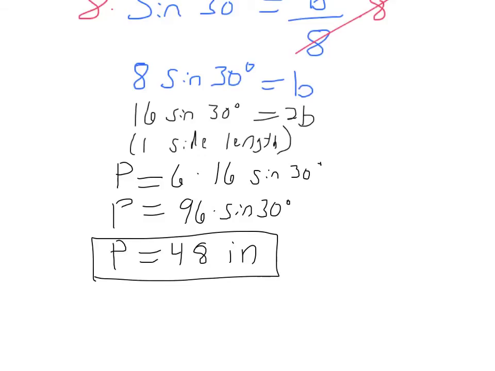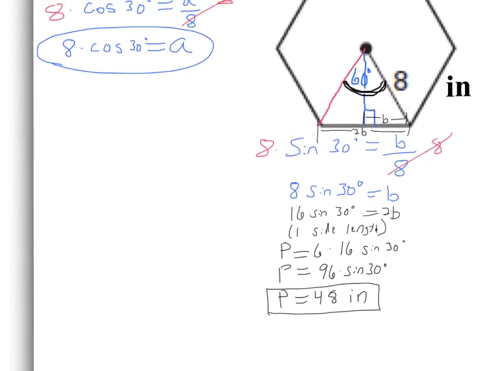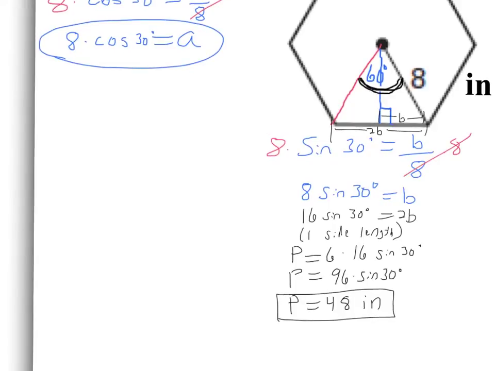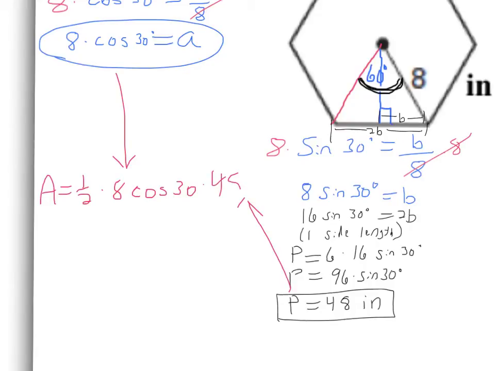So now, let's set up our final area formula where we do area equals 1/2 apothem times perimeter. Area equals 1/2. Our apothem is there, 8 cosine 30, times our perimeter is there, 48. Or if 48 had not come out evenly, I would be writing 96 sine 30 degrees. But it did come out evenly, so might as well use that.